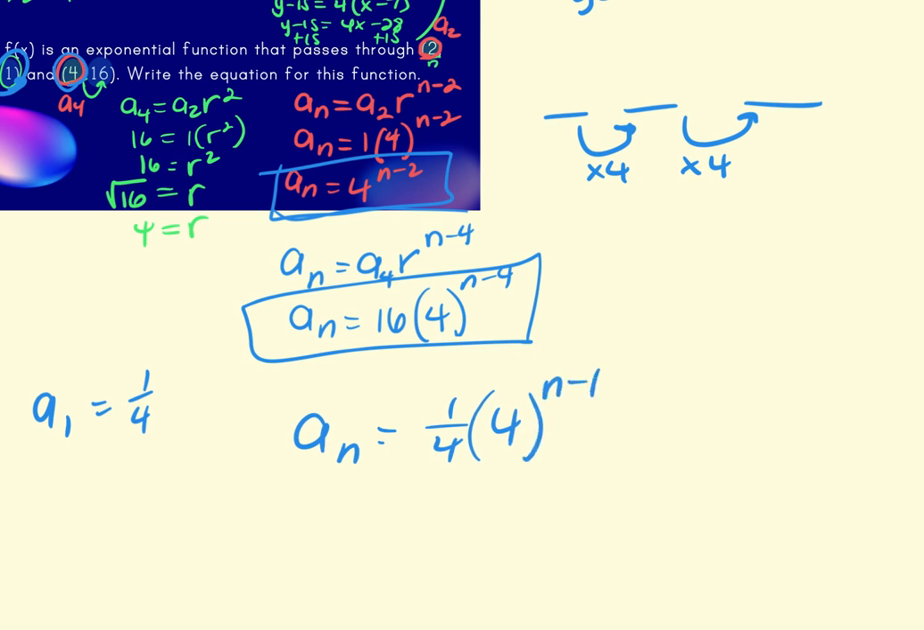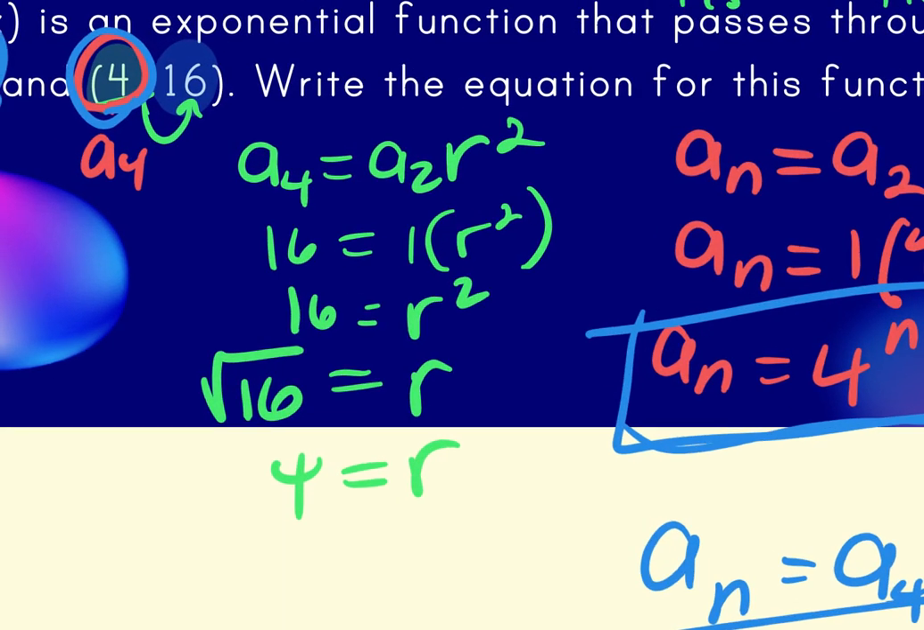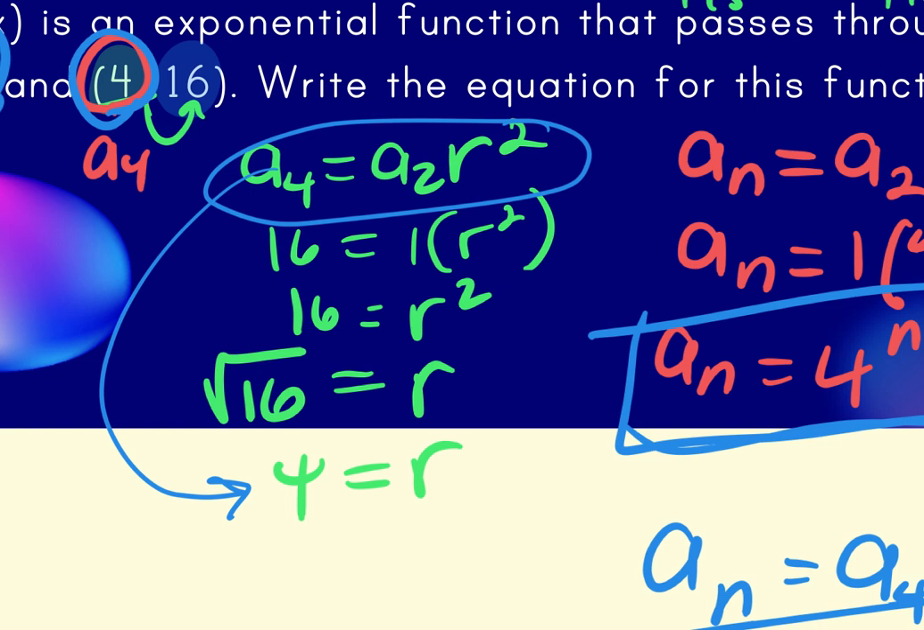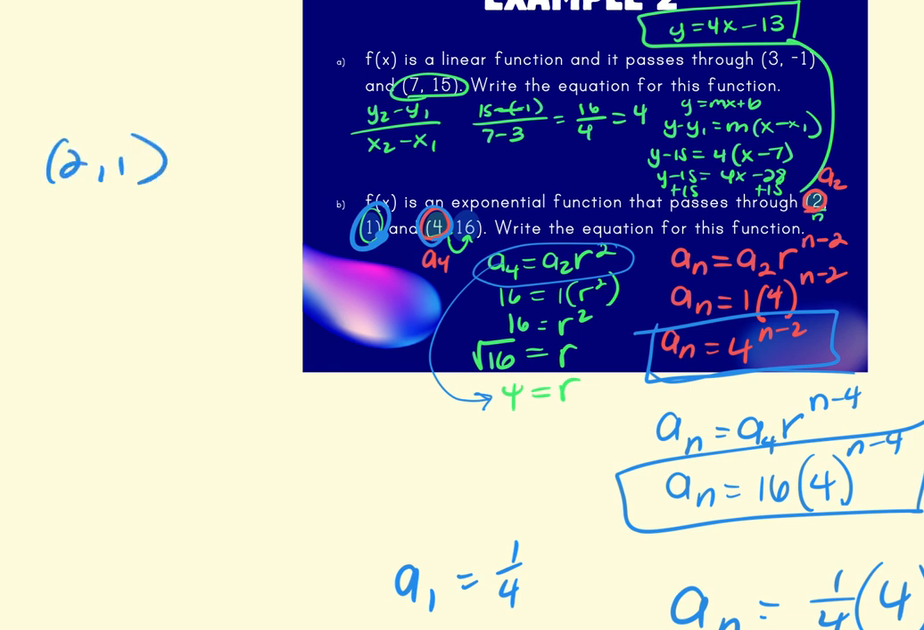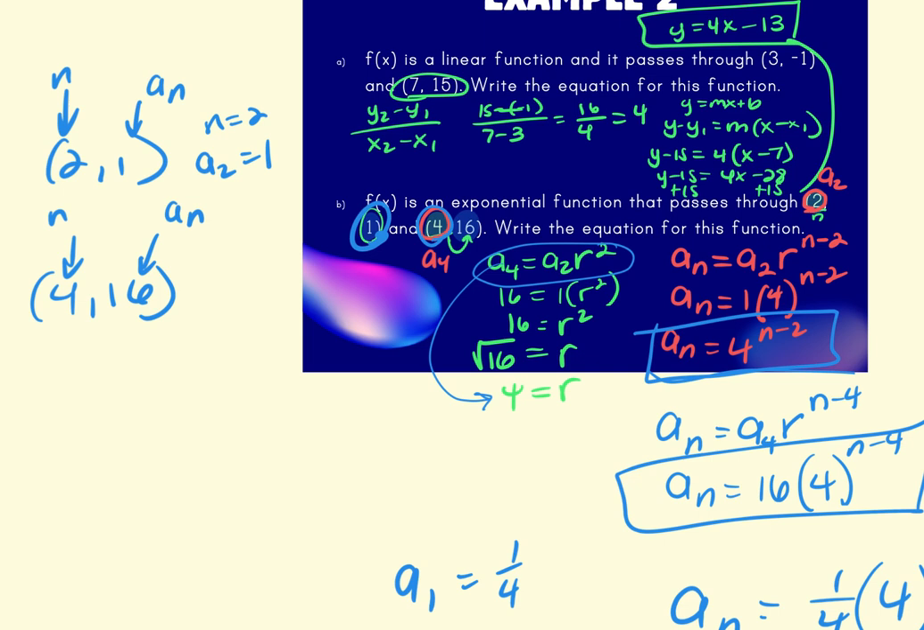I'm confused how you got R. I used the equation here to get R, the green part. So you got given two terms. They were disguised as points, but they are terms, right? Because I had (2, 1) and I had (4, 16). This is my n, and this is my an. This is my n, and this is my an. So if my n is 2, then my A2 is 1. If my n is 4, then my A4 is 16. And then I plugged it into this equation. So it doesn't matter which one you do.